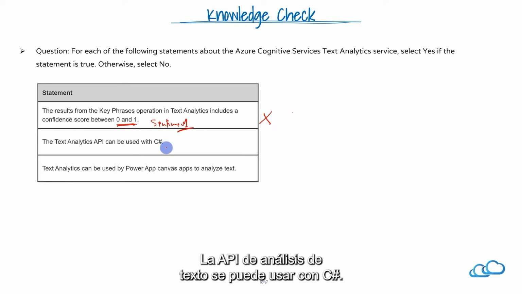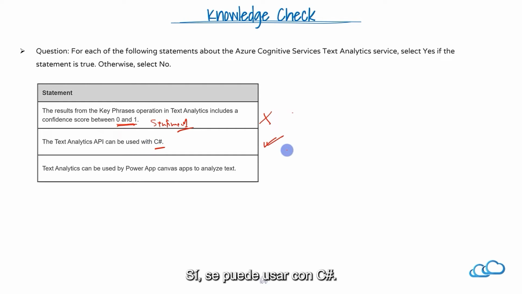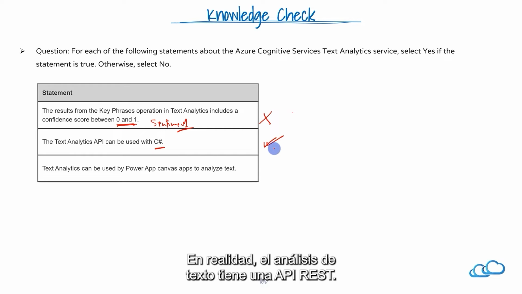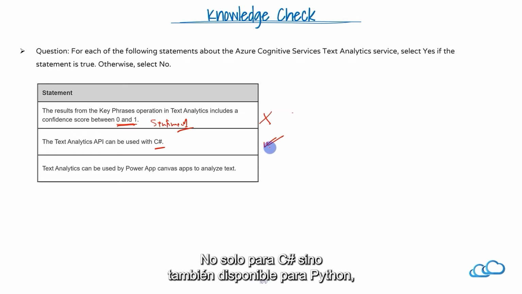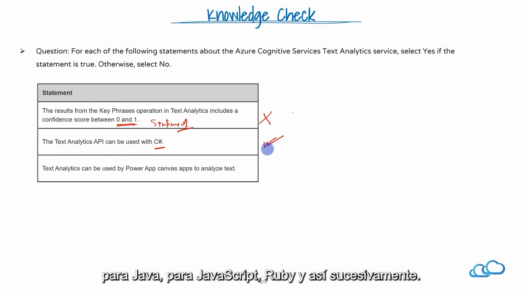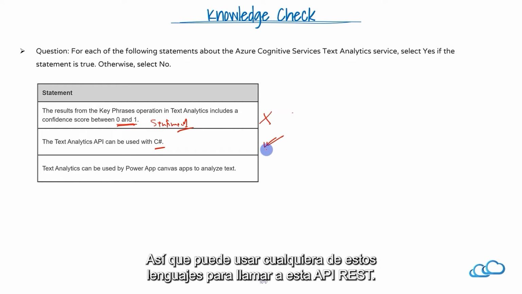The text analytics API can be used with C#. Can it be used with C#? Yes, it can be used with C#. Actually, text analytics has a REST API. There's a client library available for .NET, not just for C#, but it's also available for Python, Java, JavaScript, Ruby, and so on. So you can use any of these languages to call this REST API.